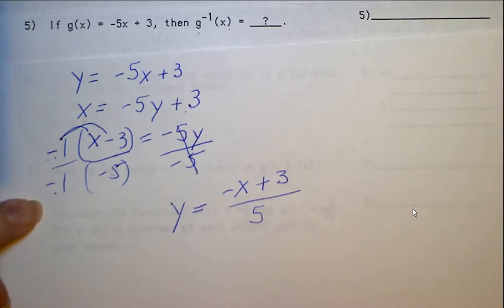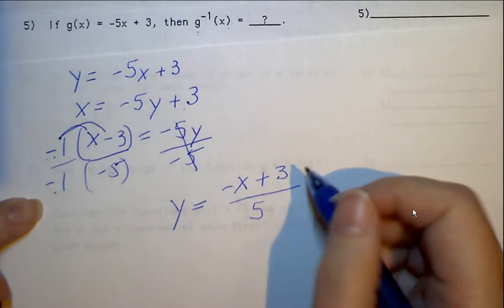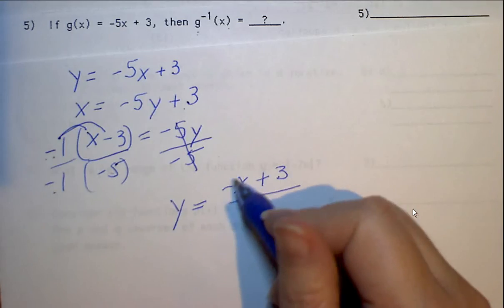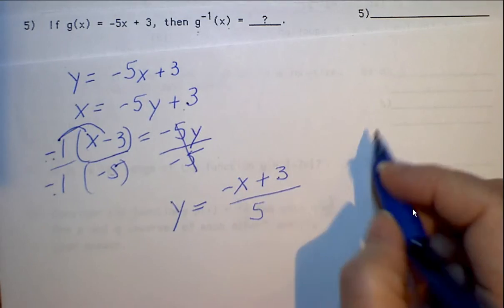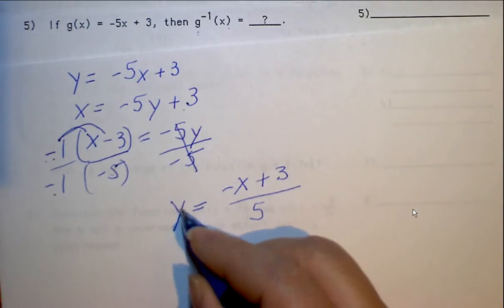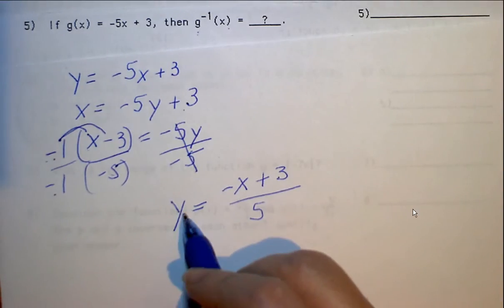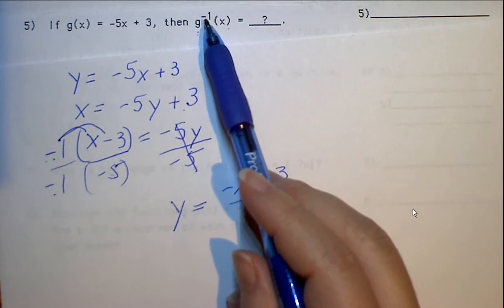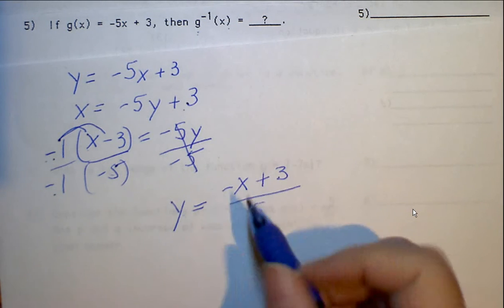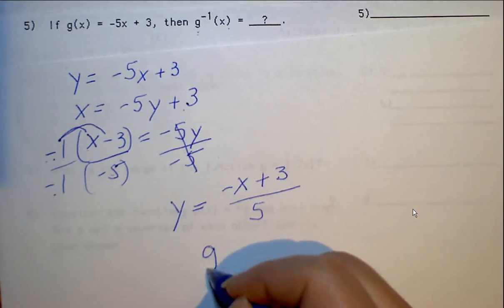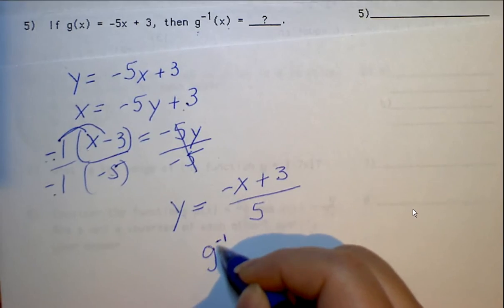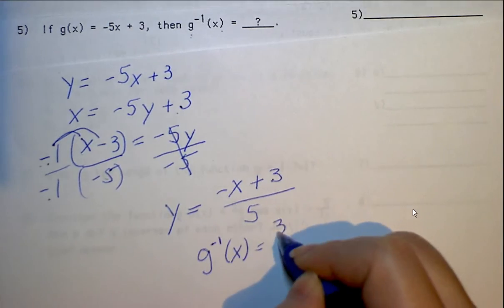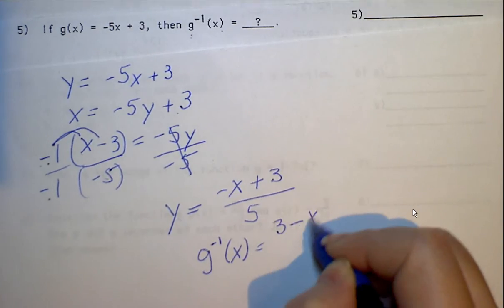And you could leave it like that, but a lot of times they don't want you to think the negative is out in front, and it's only with the x, so they rewrite it. So remember, what is y? Y is the inverse, right? So since y is the inverse, then you will say g inverse of x is equal to 3 minus x all over 5.